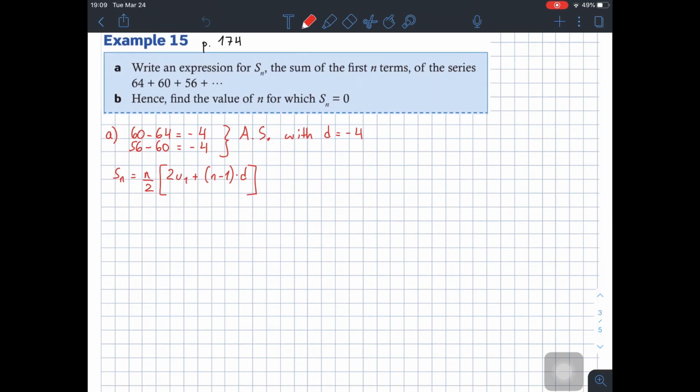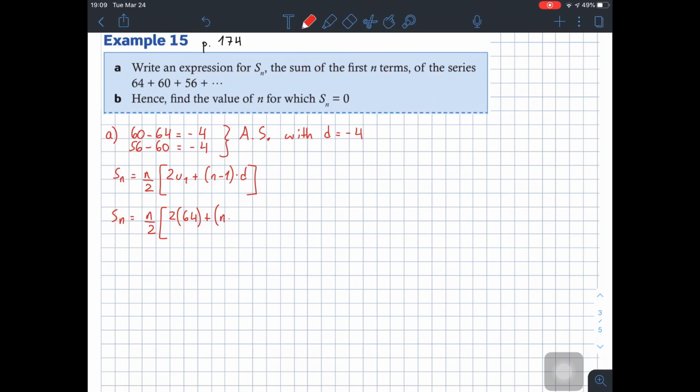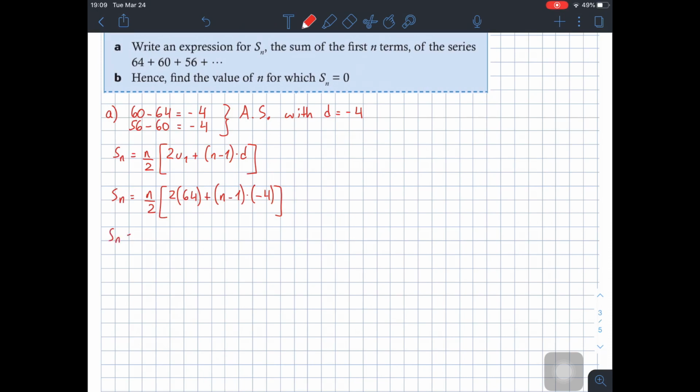So, we're going to apply the formula. S of n, which is the general formula, would be n divided by 2 times 2 times u1, which in this case is 64, plus n minus 1 times the common difference, which is negative 4. So we can organize these terms in order to get a better looking formula. So this would be n divided by 2 times 2 times 64, that's 128, minus 4n plus 4.